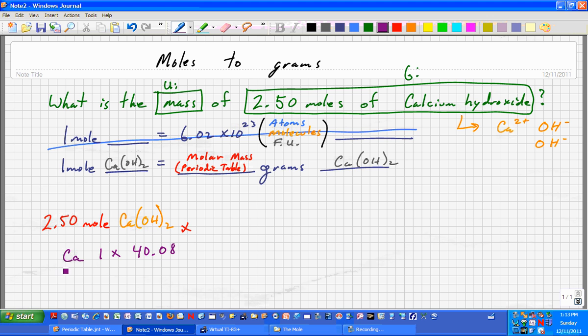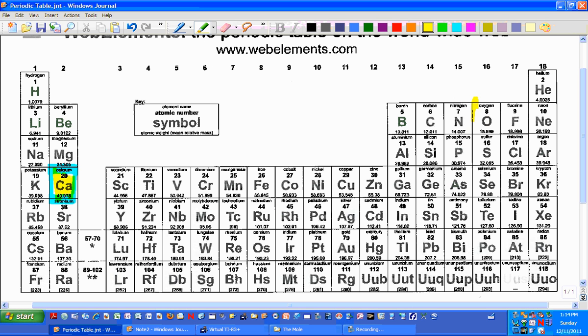And then I've got hydrogen, I've got oxygen. Now there's 2 of them because it's 2 on the outside here. 2 times 1 gives me 2. So I've got 2 oxygens times 16.00. And I took that off of the periodic table. Oxygen is right here. 15.999 is going to round to 16.00.